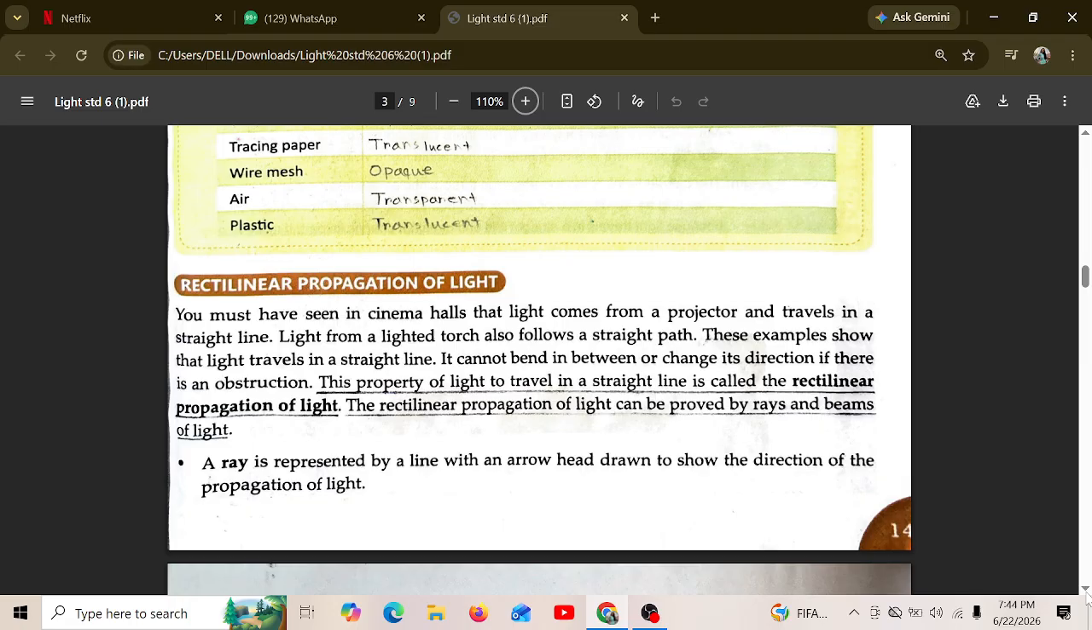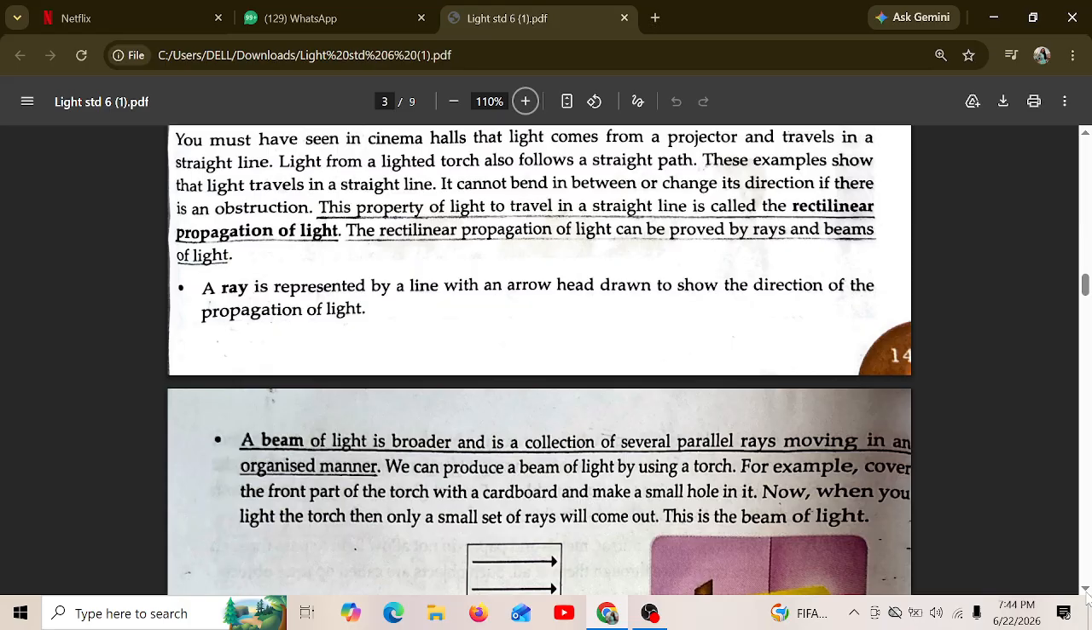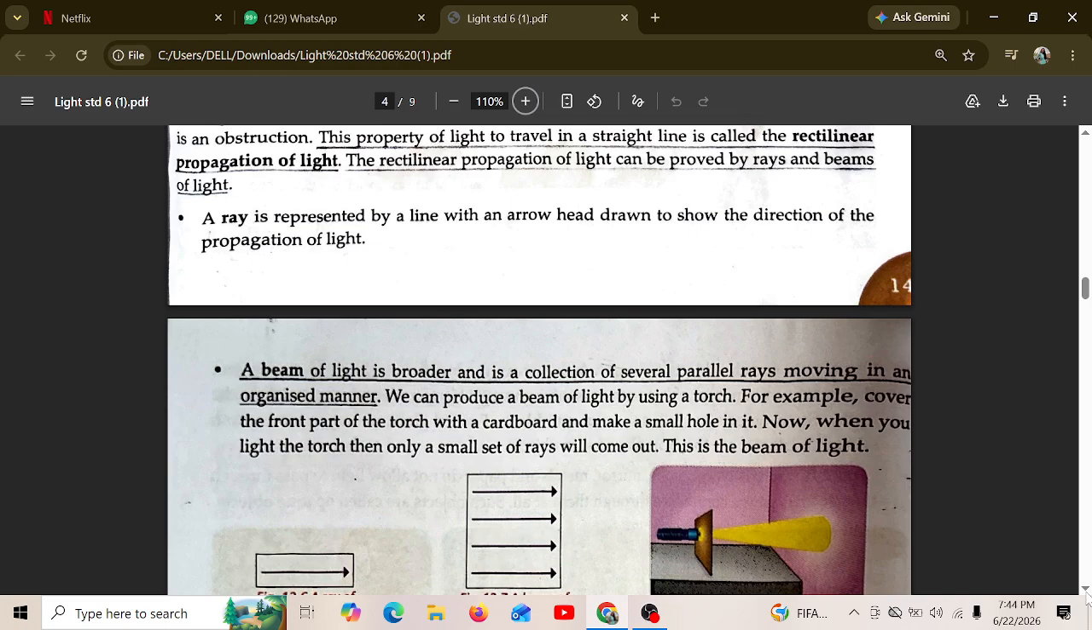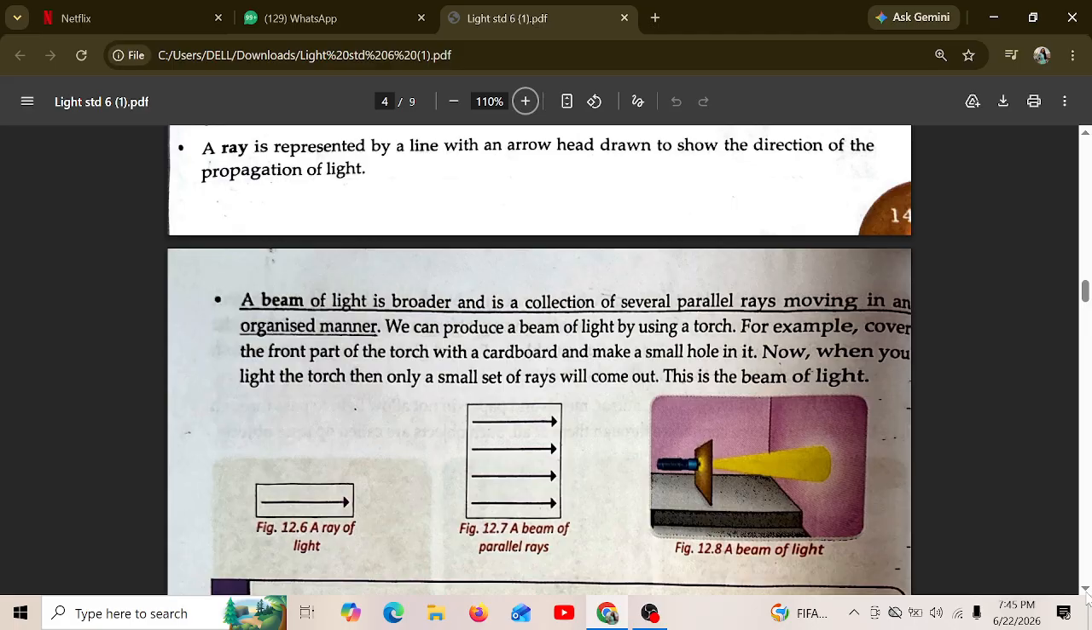What is light? How can we see light? What is the form in which it is present? How does it pass through various objects? It always passes in the form of a ray or a beam. What is a ray then? A ray is represented by a line with an arrowhead drawn to show the direction of the traveling or propagation of light. And a beam of light is a collection of various parallel rays moving in an organized manner.